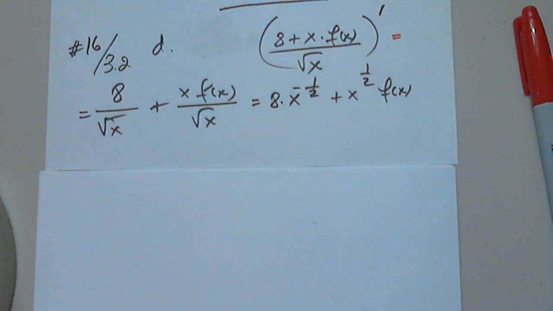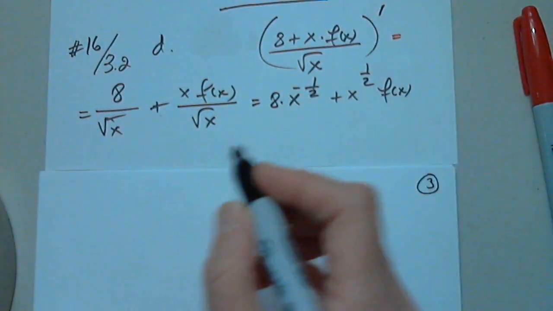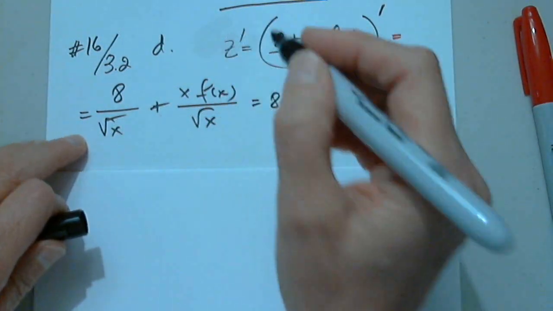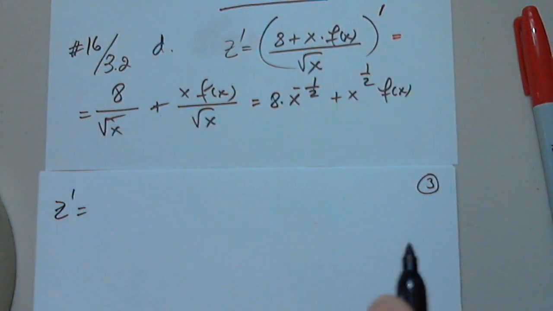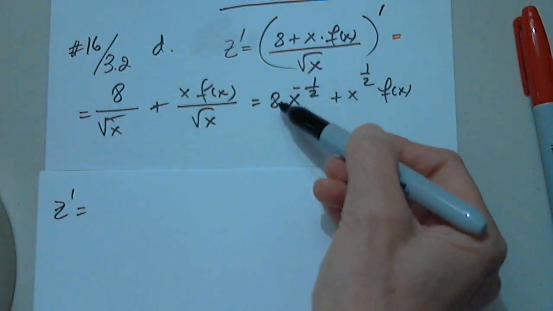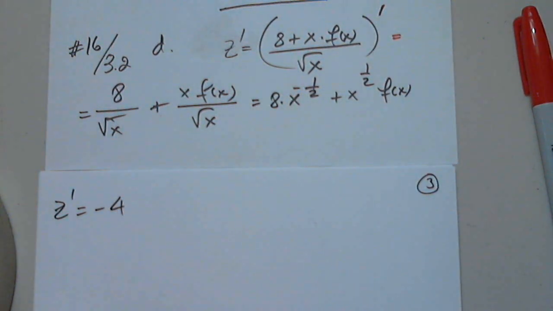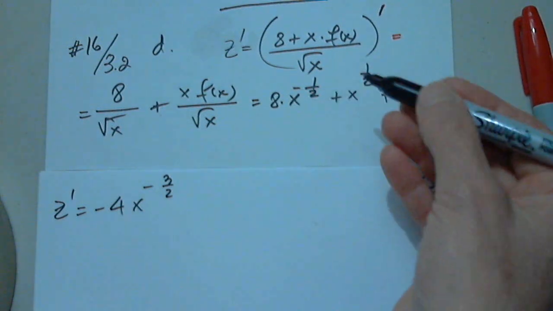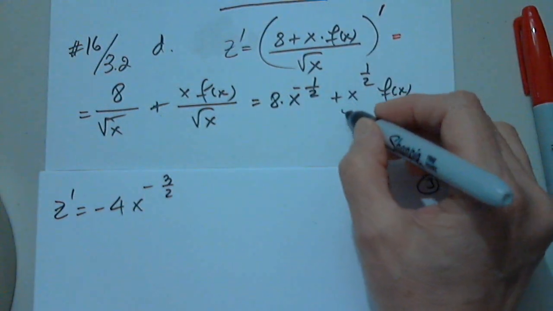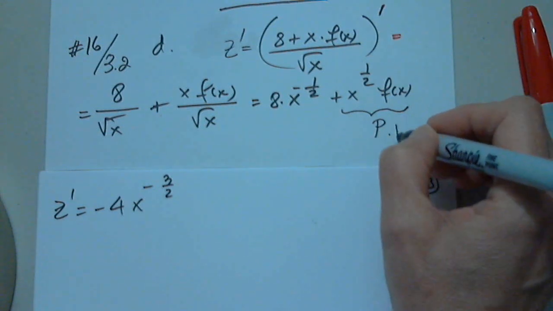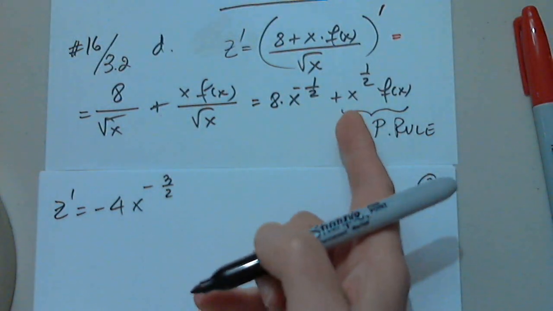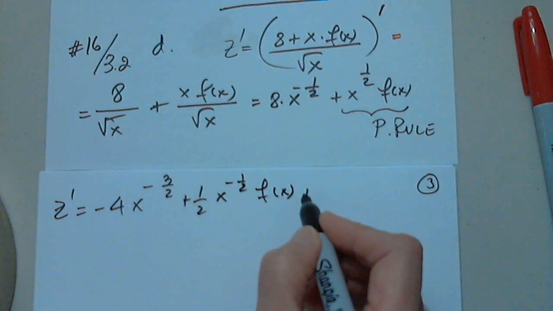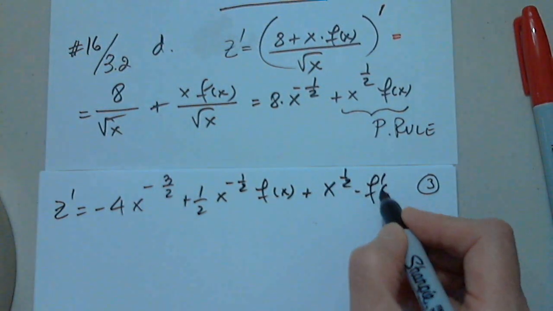Okay, so once I rearrange the function without changing it, now I can differentiate. I'm going to call this z prime, so I don't have to write the whole thing again. So z prime equals, remember we bring down negative 1/2, so we have negative 4 x to negative 3/2, because we have negative 1/2 minus 1, which is negative 3/2. But here I have to use the product rule. I differentiate this first, so I have 1/2 x to negative 1/2 times f of x plus x to 1/2 times f prime.